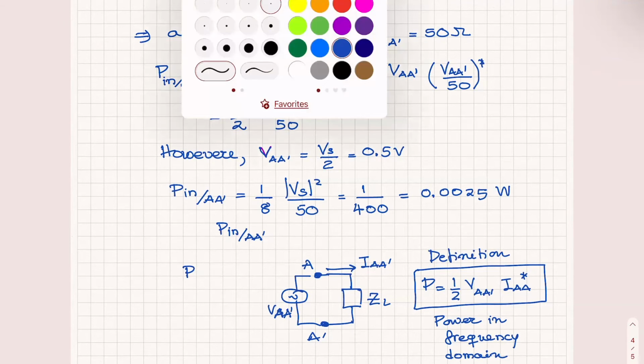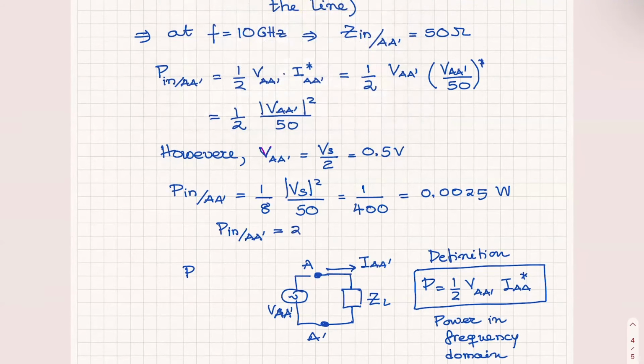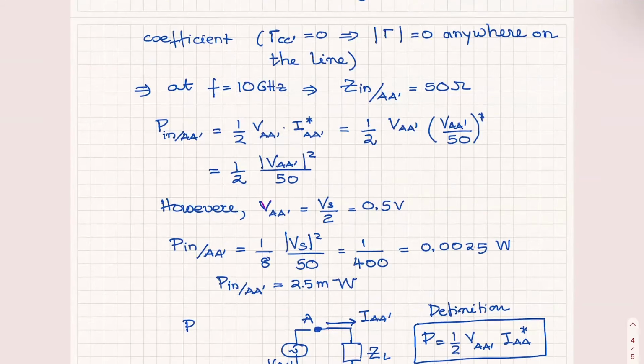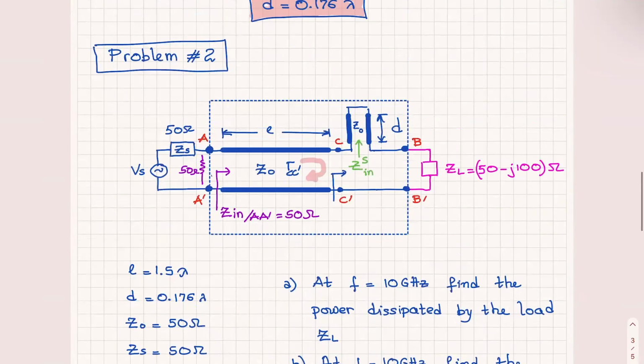Therefore, from here we found that P that goes inside AA prime is 2.5 milliwatts. However, let's now think how much of that goes to the load. So all of this here goes inside the line. So practically inside the line here, we have P in, all right? So this is going to be P in.